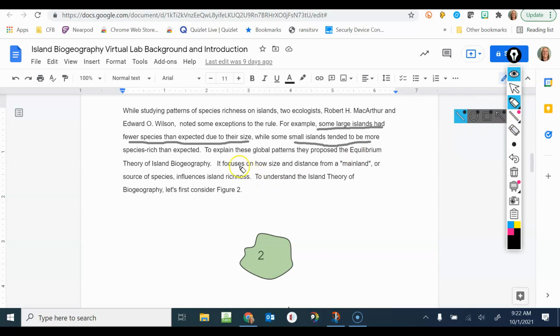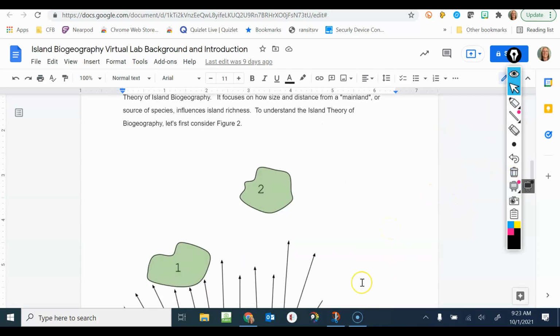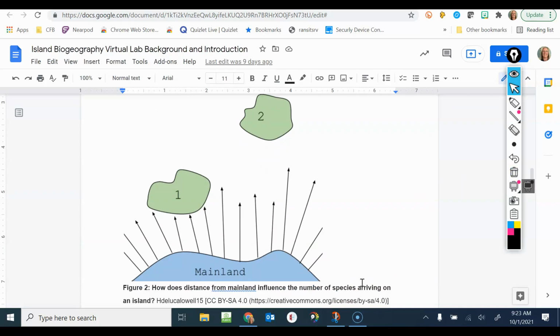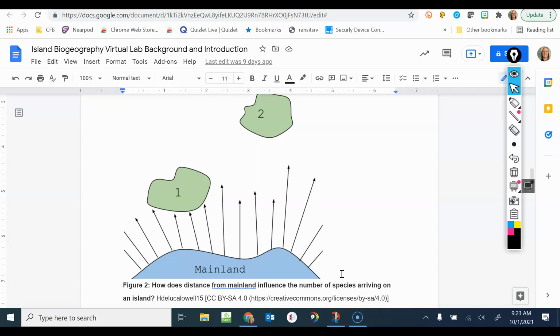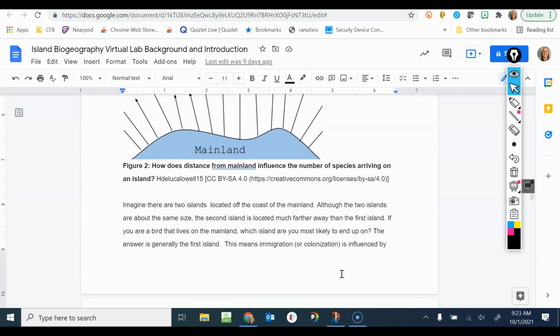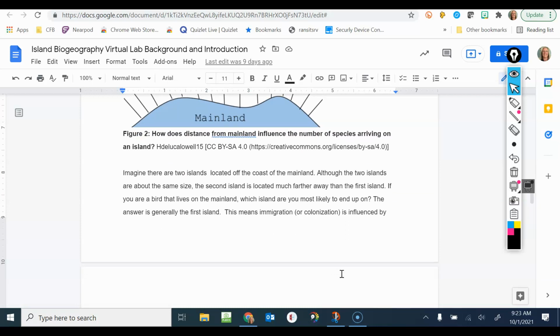And it comes down to looking at the distance from a mainland body of land and its species, in other words, its source of species. So that had a great influence on it as well. So here's our mainland, and if we have one island closer and another island farther away, then we are going to have a difference in richness of species. In other words, island number 1 has a greater richness as compared to island number 2.